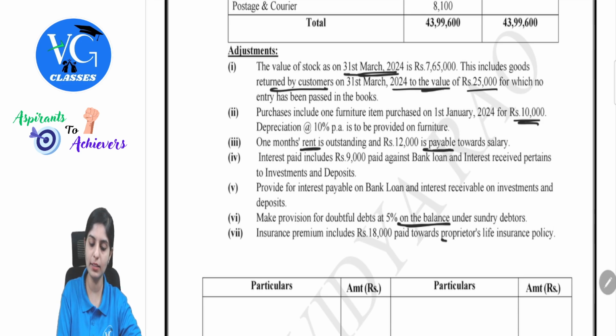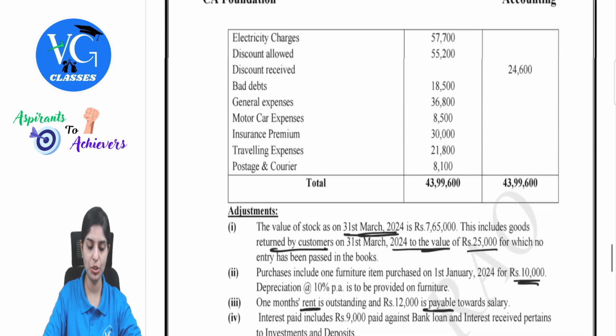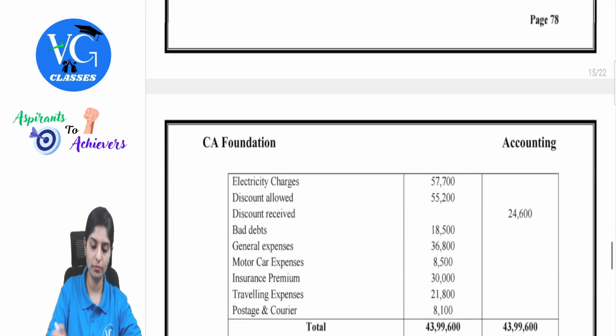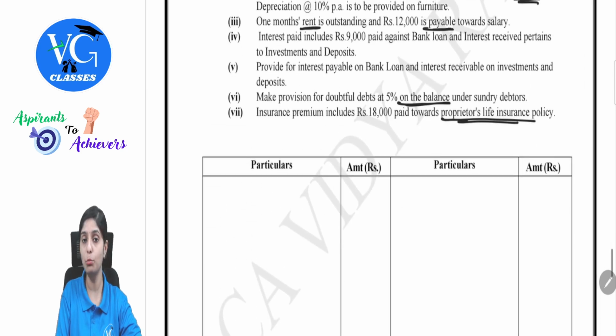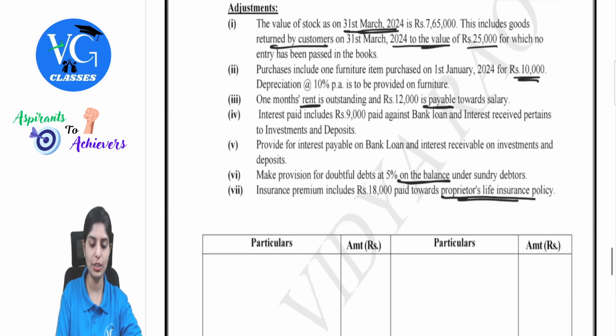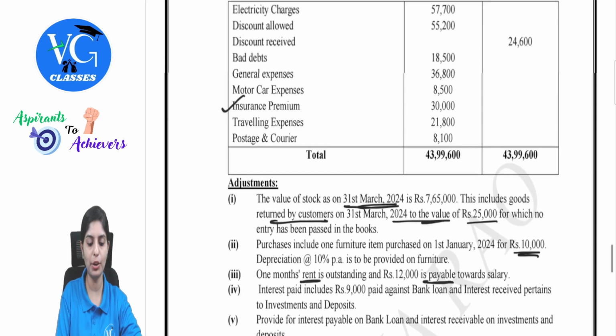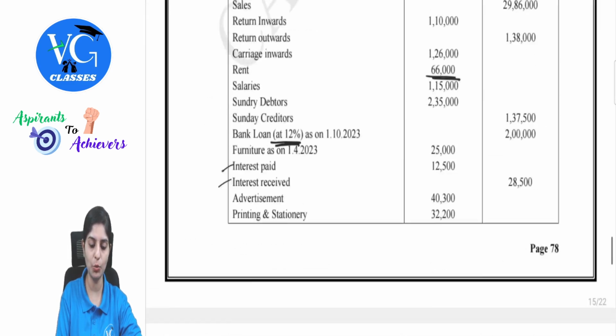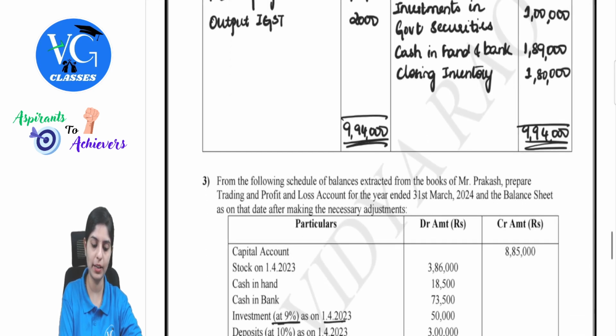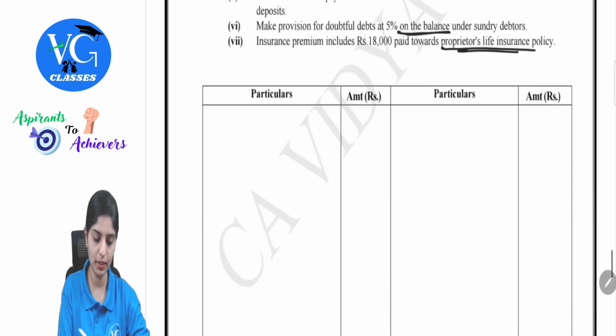What does this mean? This is in the nature of personal expense, which is nothing but your drawings. So this insurance premium which is debited here, 30,000, 18,000 includes personal expense. So we have to remove that and then show it as drawings. These are the adjustments which need to be given importance, and then one by one we can treat the items accordingly. What was the requirement of the question? Prepare trading P&L and then balance sheet. Let's begin the question.